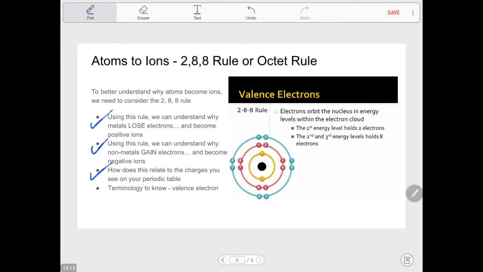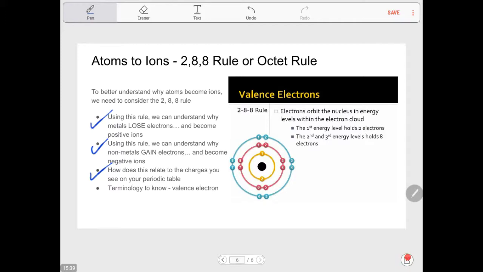Now it's interesting, if you look on your periodic table, you'll see if you find sodium, atomic number 11, it has a charge of positive 1. I'm going to help you understand why those charges are there. If you look at magnesium, it has a charge of positive 2. If you look over at chlorine, it'll have a charge of -1. The point is, this is all going to be put together. We are moving from atoms to ions.